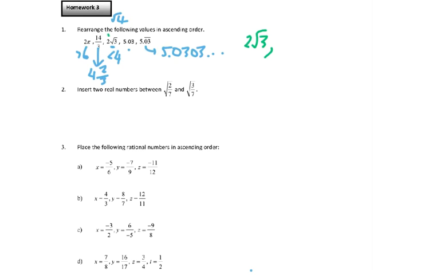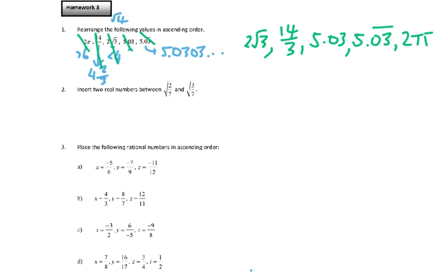So there's that one done. The next one was the one that's a little bit bigger than 4, so 14/3. The next biggest, well, we have 5.03, because remember that was smaller than 5.03, both the 0 and the 3 repeating. And the biggest one is 2 pi, because that was bigger than 6. So we didn't have to actually calculate the values exactly, we could just compare them to arrange them in order.